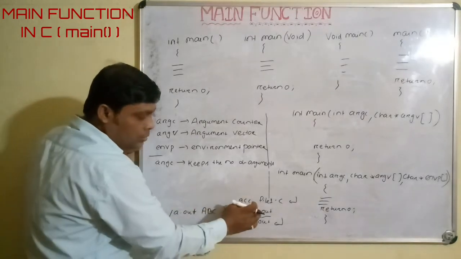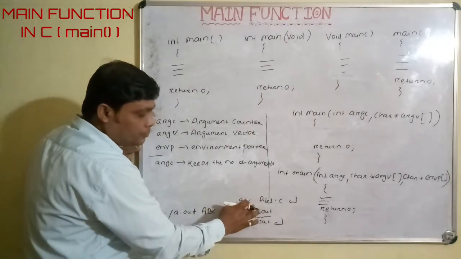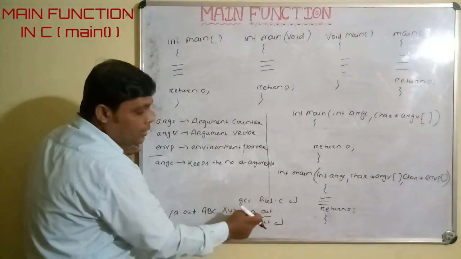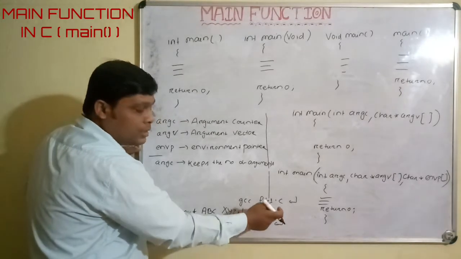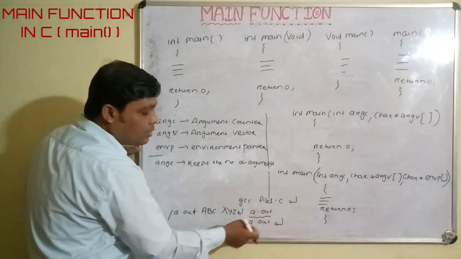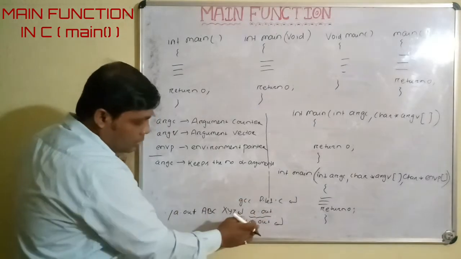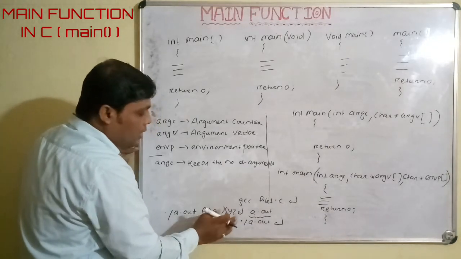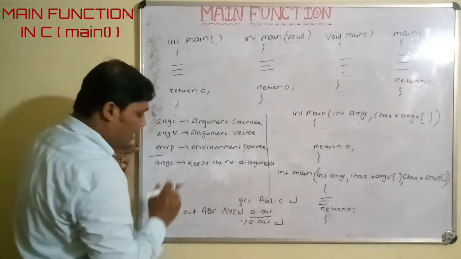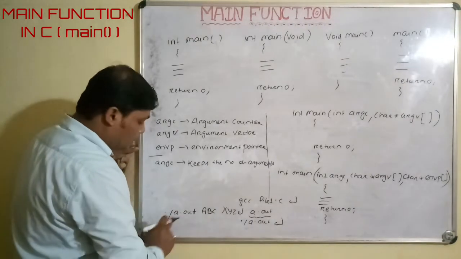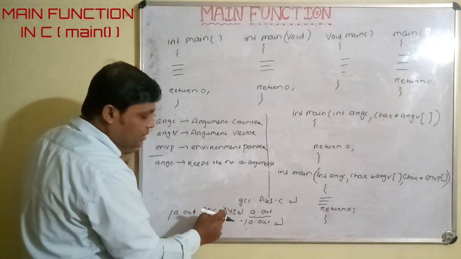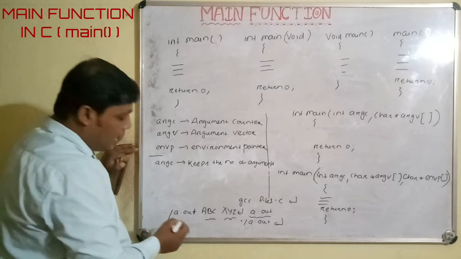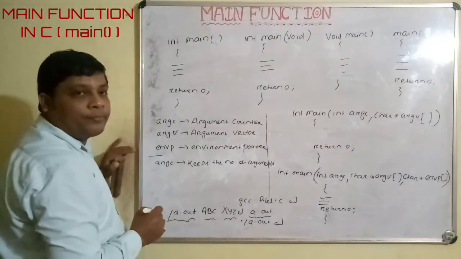Clear? After compilation, if compilation is successful, your C program will generate one a.out executable file. To run this file, ./a.out. So I will give some arguments. At the time of run, I will give some argument from the command line. This is called a command line argument. So ./a.out space abc space xyz. So two arguments I have passed here. And this is my executable file name.